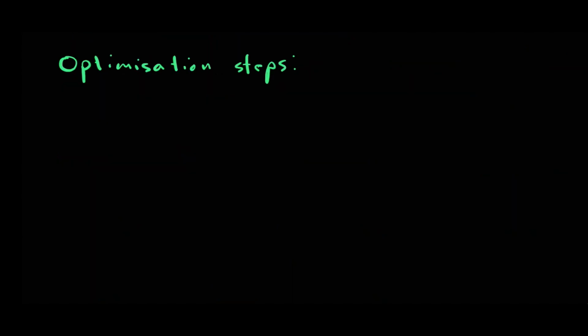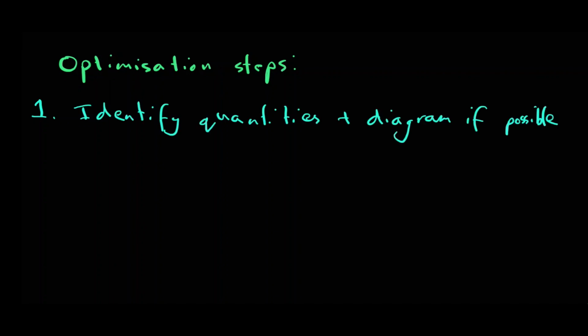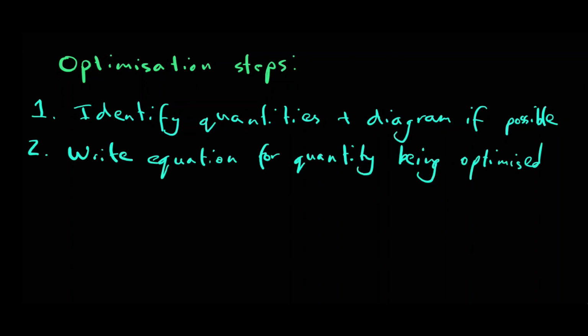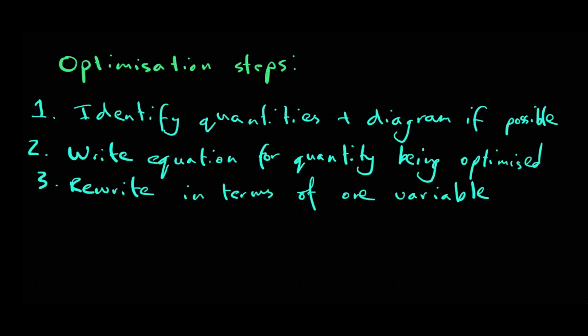There are tons of different optimization problems that you might encounter, but luckily they all essentially follow the same steps. So I'll just quickly recap those. So the first step is to identify relevant quantities and draw a diagram if it's applicable to the problem. Then you want to write an equation for the quantity being optimized. And step 3 is to rewrite the equation in terms of only one variable.